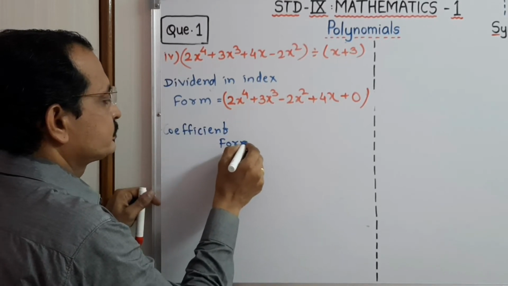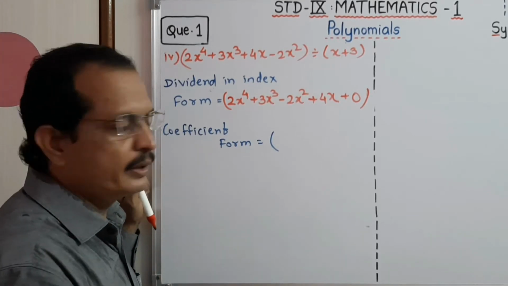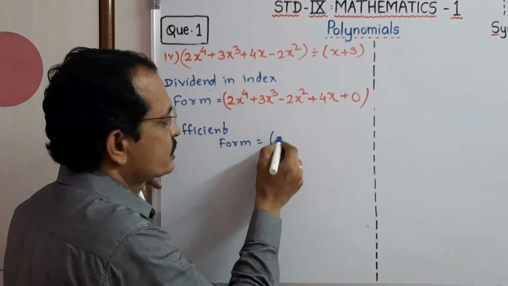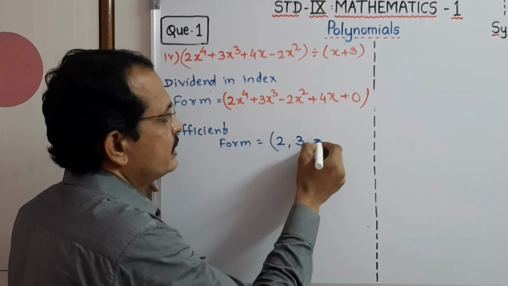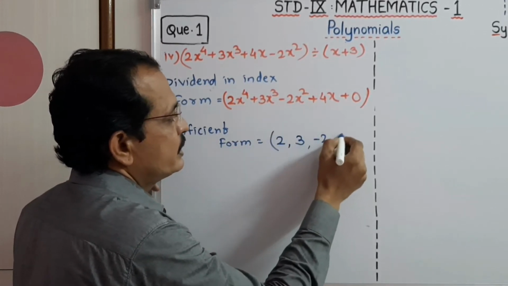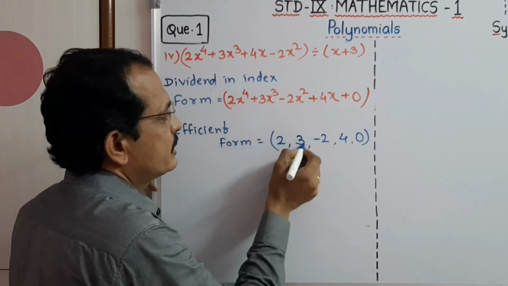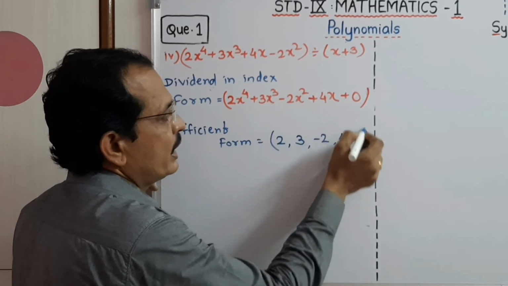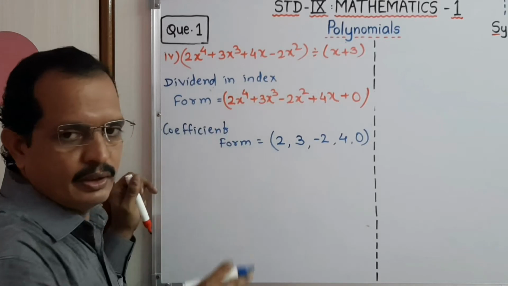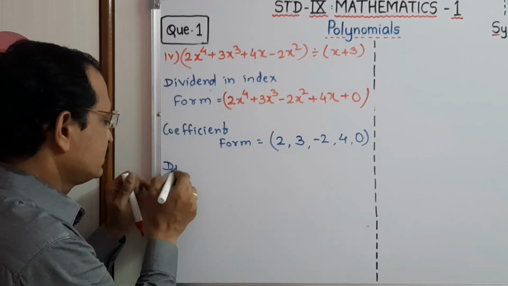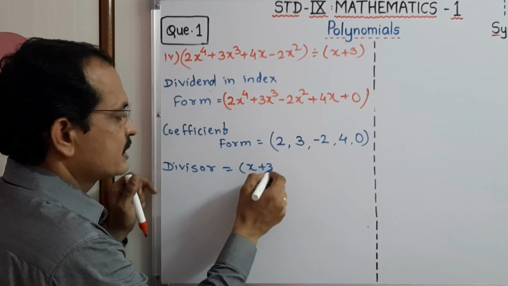Coefficient form. Always we have to write coefficient form in a bracket. What is the coefficient of the first term? It is 2, it is 3, it is minus 2, it is 4, and here it is 0. This 2, this 3, this minus 2, 4, and this is 0. This is the coefficient form of the dividend. Now what is the divisor? Divisor is equal to x plus 3.